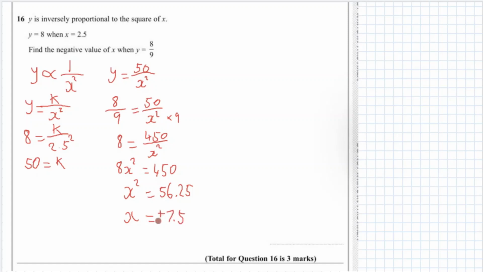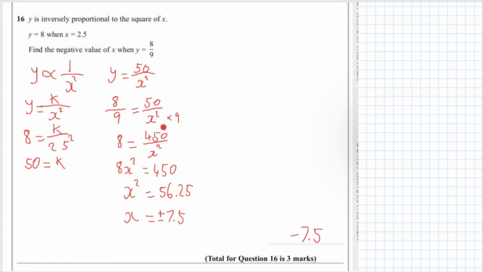You're going to get a positive answer and a negative answer, and that is particularly important for this question, the negative value of x. And this is where some students might get a bit confused. They might say, well, x equals 7.5. How can this be? And they'll only get 2 out of 3 marks. So your negative value of x is going to be negative 7.5. And that's your answer. That's 3 marks. That's simple. You can do that. You can practice that loads of times.